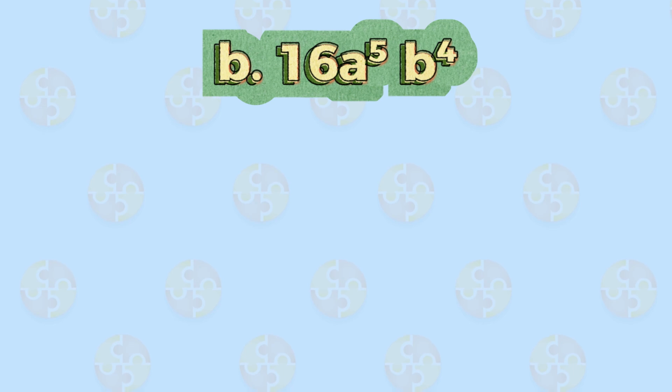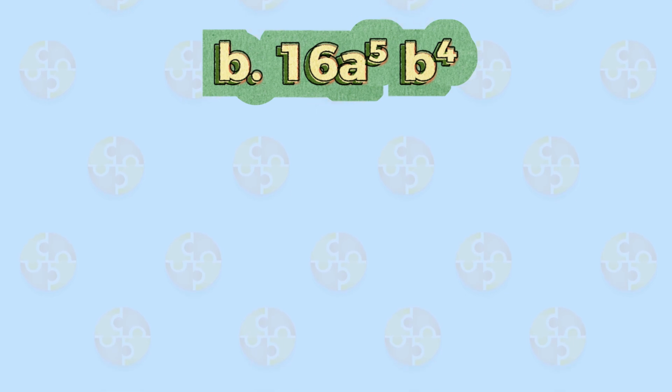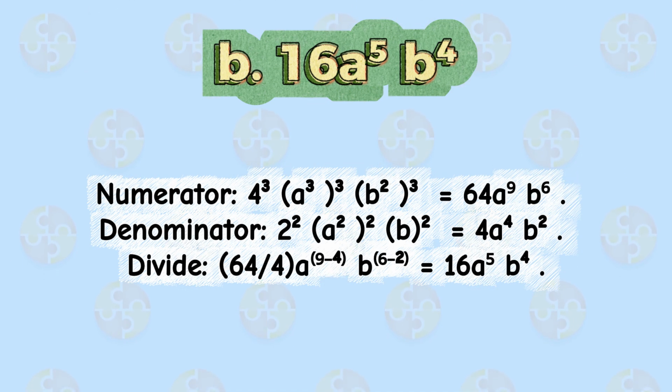The correct answer is B. 16a to the 5th power, b to the 4th power. Numerator: 4 cubed times a cubed times b squared cubed equals 64a to the 9th b to the 6th. Denominator: 2 squared times a squared times b squared equals 4a to the 4th b squared. Divide 64 over 4 times a to the 9 minus 4 power times b to the 6 minus 2 power equals 16a to the 5th b to the 4th.